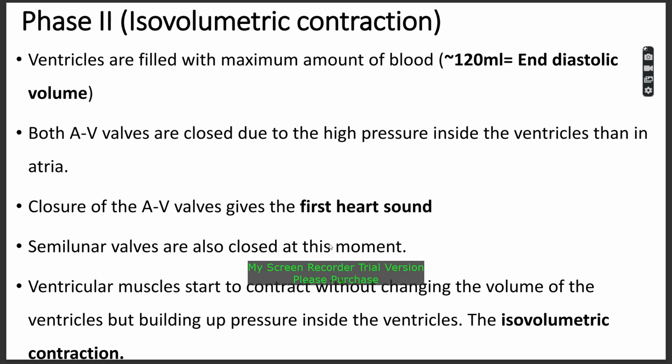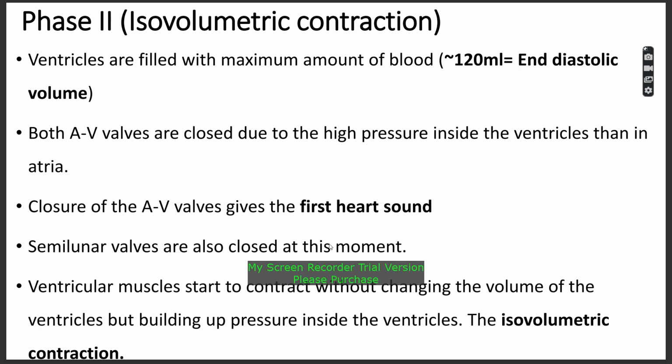So closure of AV valves gives the first heart sound. Why are the AV valves closed? It is because of the high pressure inside the ventricles compared to the atria. So ventricles are filled with the maximum amount of blood, that means 120 milliliters is the ideal value of end diastolic volume, right? So semilunar valves are closed at this moment.